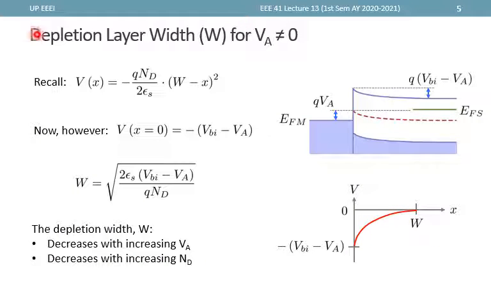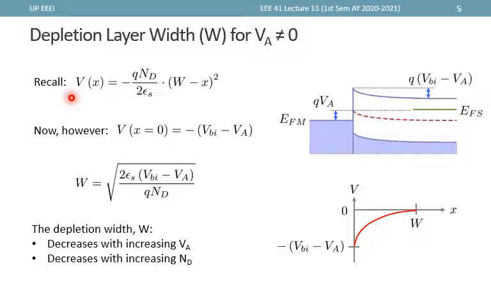Now let's take a look at the depletion layer width when we apply some voltage. This expression here is the same expression that we will obtain if we take a look at the charge density, integrate it using Poisson's equation to get the electric field, and integrate it again to get the voltage. This result is the same as the one we had in the previous lecture.